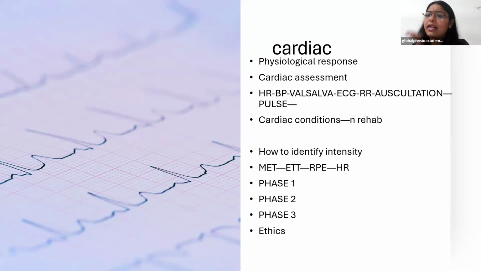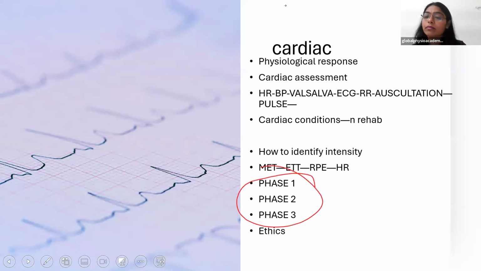Cardiac conditions and then cardiac rehab. Almost all cardiac rehab is the same because we are not the physician changing the medication. We are the therapist. Cardiac rehab is always done in 3 phases. Phase 1 is the hospitalized patient, phase 2 is discharge from the hospital, and phase 3 means community, those who are going to the gym. Even I am going to the gym, I am a phase 3 cardiac patient because I am going for prevention of cardiac disease. So these phases are important.